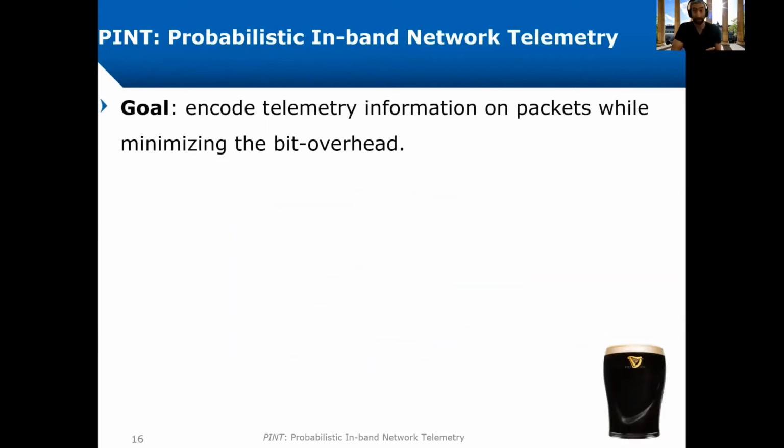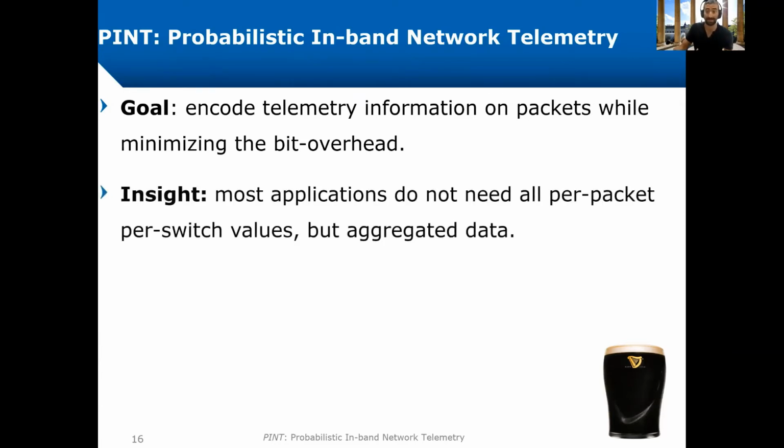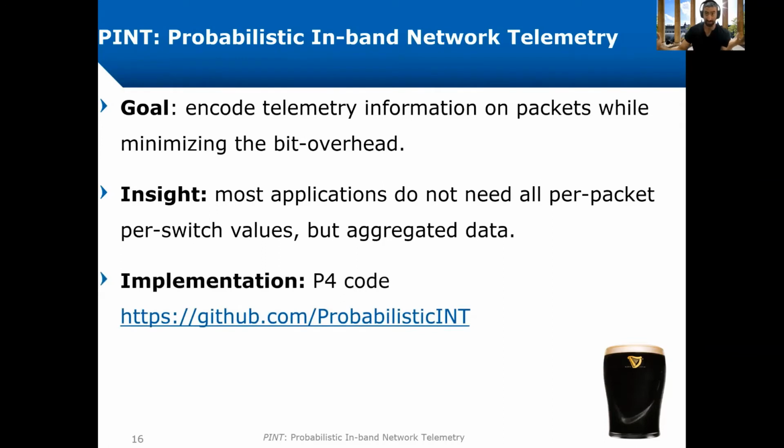Okay, so to that end, we designed PINT. PINT is probabilistic INT, probabilistic in-network telemetry, and the goal is to minimize the number of bits we add to packets. And our insight in PINT, the reason why we believe we should do that, is that a lot of the applications that are using telemetry don't actually need all of this information that INT generates. They need some aggregate form of this information. And if we can do this aggregation in the network at the switches, we won't need to send all this information to the collector, right?